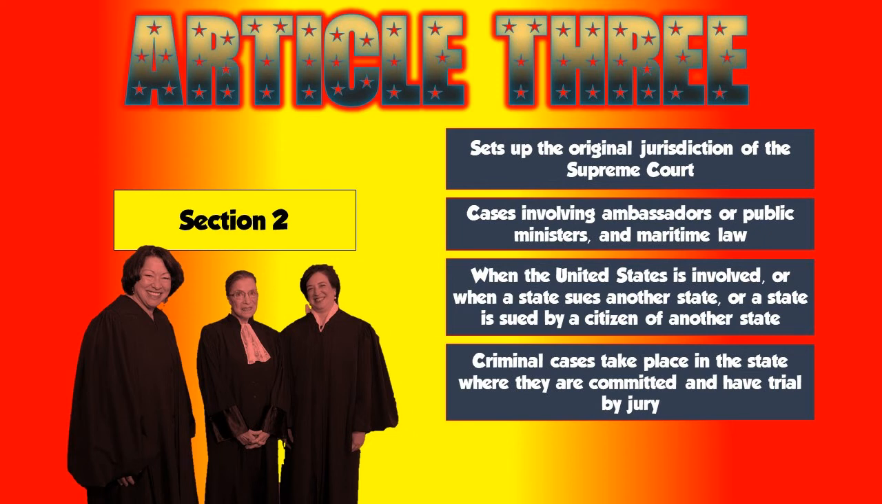The other thing here, if the United States government is the one being sued, that could go right to the Supreme Court, or a situation where one state sues another state. So we're talking about, there was a court case recently after the 2020 election where Texas was trying to sue Pennsylvania for the way that it handled its election.